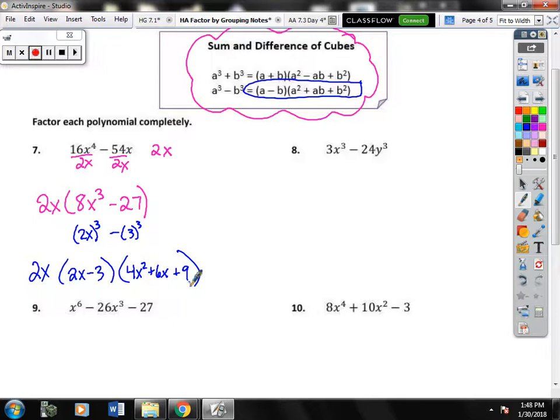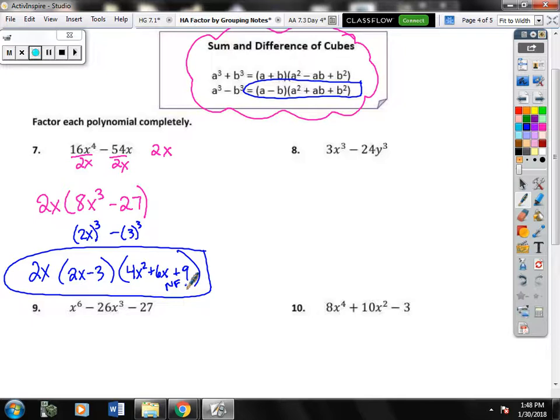So it would be 4x to the fourth? No. That is our final answer. This one is never going to be factorable further, so don't waste your time. Remember, that's when we use our quadratic formula. If we were asked to solve it, we would use the quadratic formula. But we're not. Just factor.